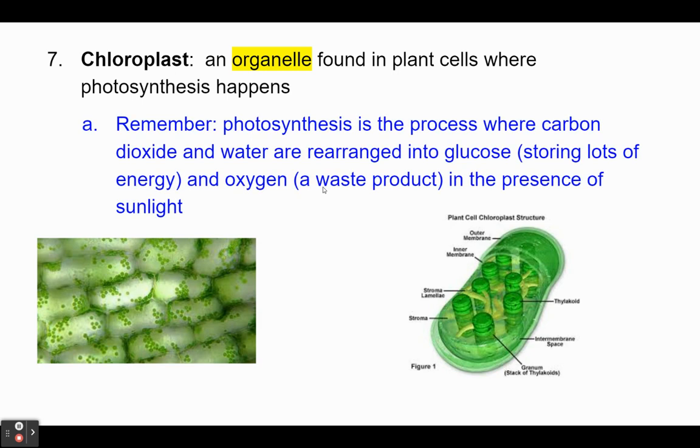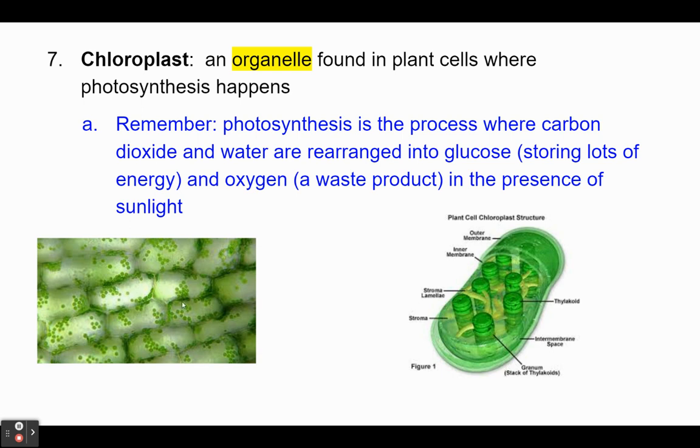Remember, photosynthesis, which you've learned about previously, is the process where carbon dioxide and water are rearranged into glucose, and that glucose stores lots of energy. We also make oxygen. That's a waste product. And we only do this in the presence of sunlight.